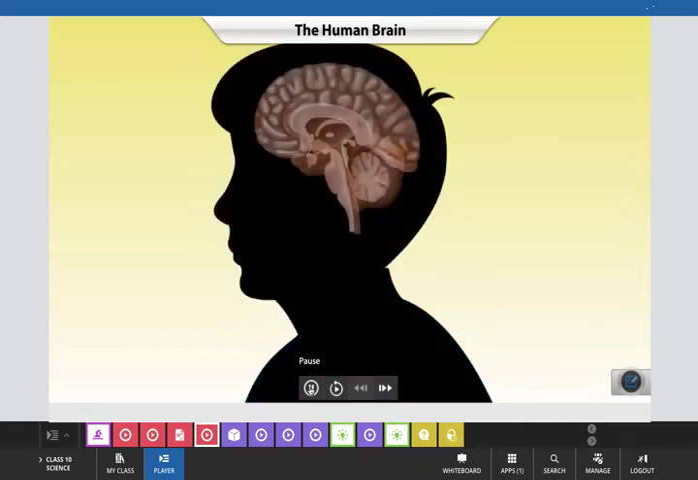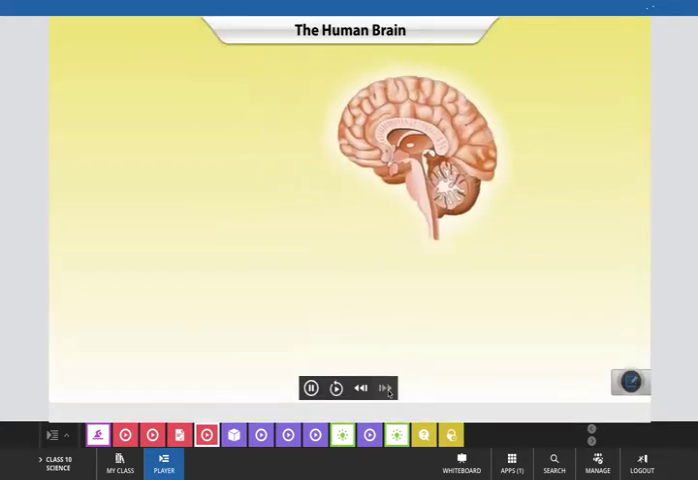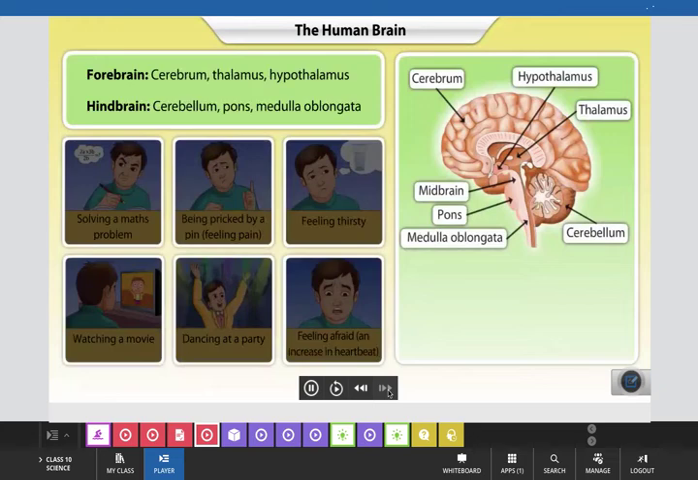Let's see how we use our brains in everyday life. Here's an inside look at the brain of Vijay, a typical teenager. Now we will see what the different parts of our brain are and how they work. Click each image to know which part of the brain is involved in each activity or action.